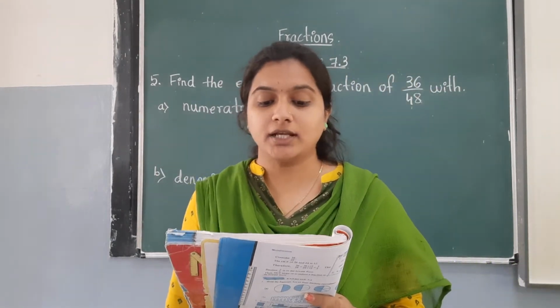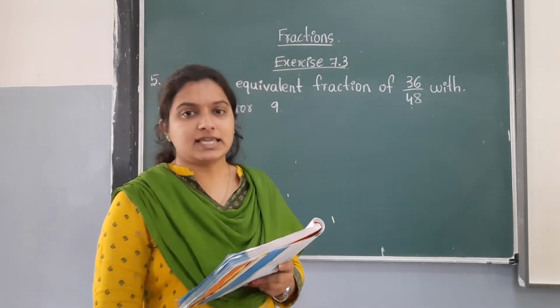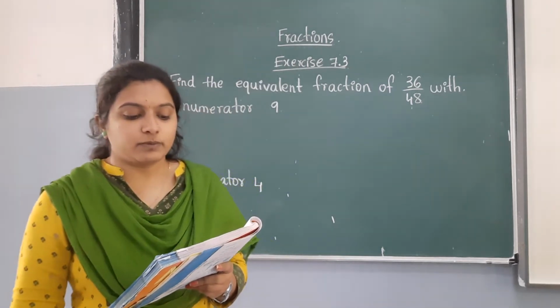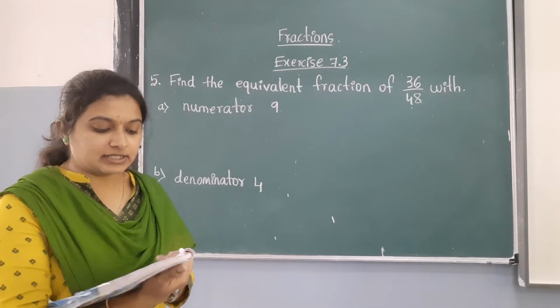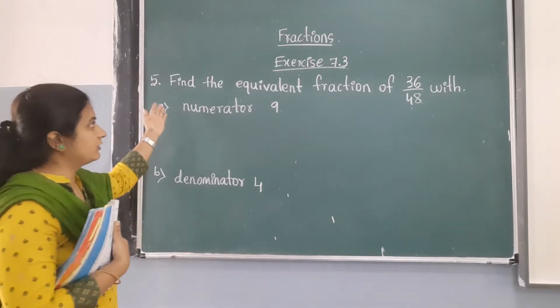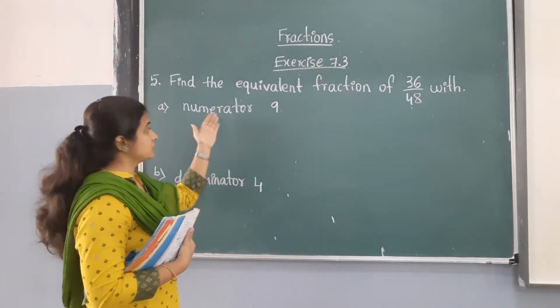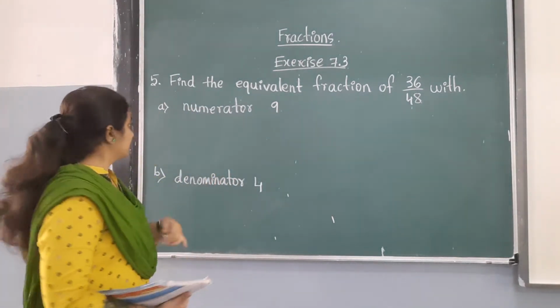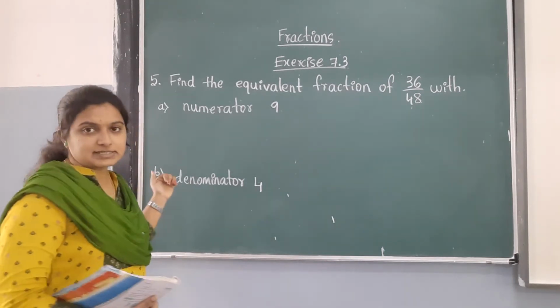In our last class, we started exercise 7.3. In the third and fourth questions, we have done. So today I am going to explain the fifth question. Very easy. Find the equivalent fraction of 36 by 48 with... They have given one main question, and for this main question, they have given two sub questions, A and B.